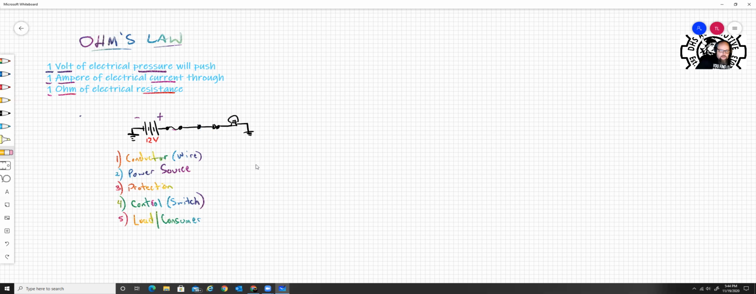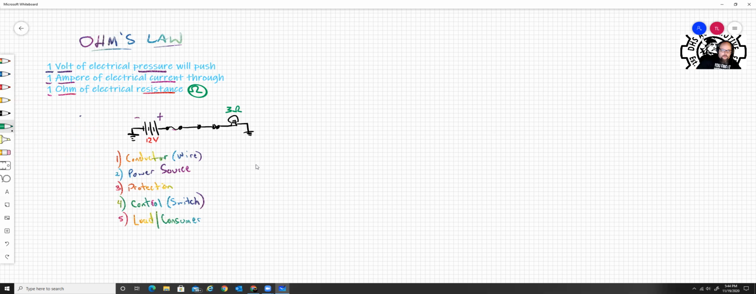Now, just to have a number, it doesn't really matter what number we pick at this level, but we're going to pick a number. Let's just use 3. This little horseshoe symbol is ohms, the omega symbol. 1 ohm of resistance here. It looks like a horseshoe. 3 ohms of resistance, 12 volts here.